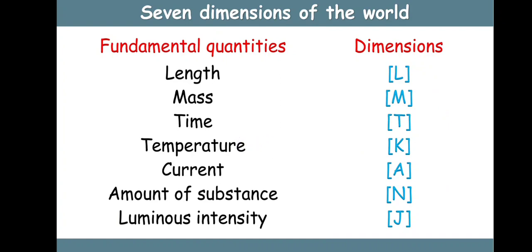So capital L for length, capital M for mass, capital T for time, capital K for temperature, capital J for luminous intensity. We use only capital letters for these fundamental quantities to show the dimensions. These are not the units of these quantities, these are the dimensions. But in our chapter we mostly use MLT: M for mass, L for length, and T for time.